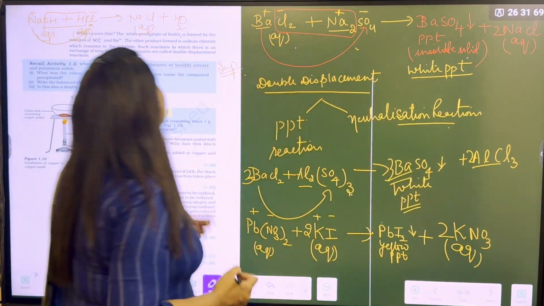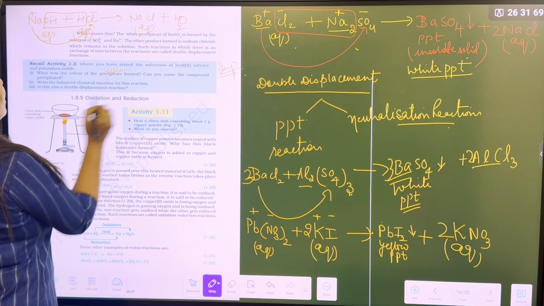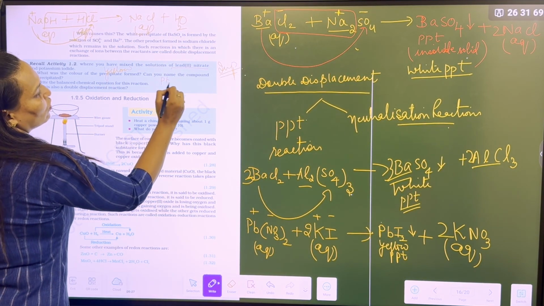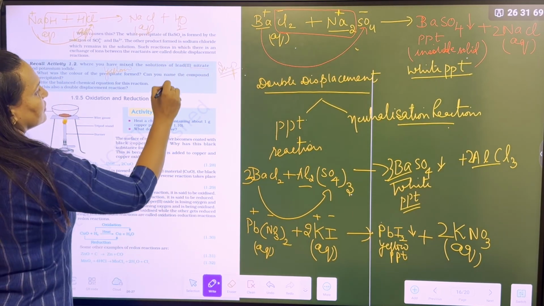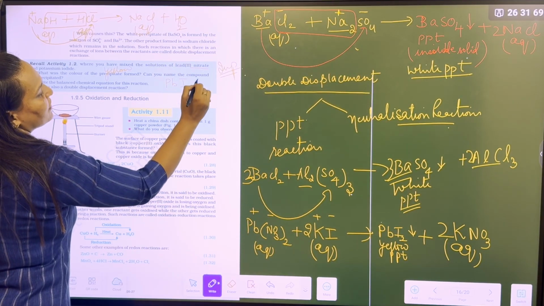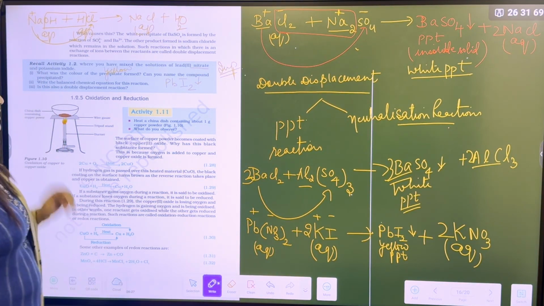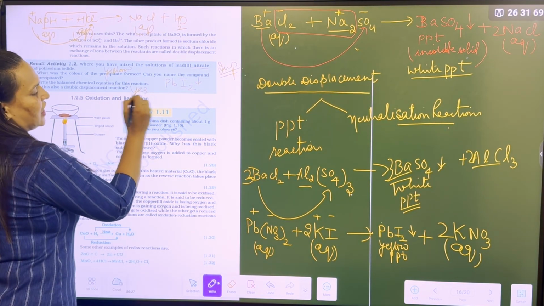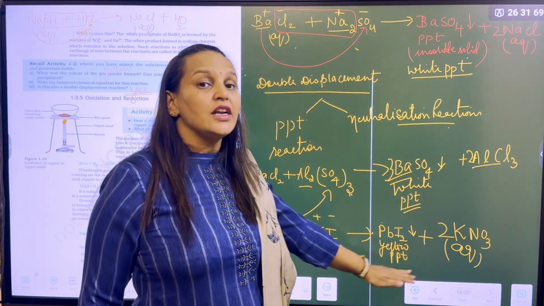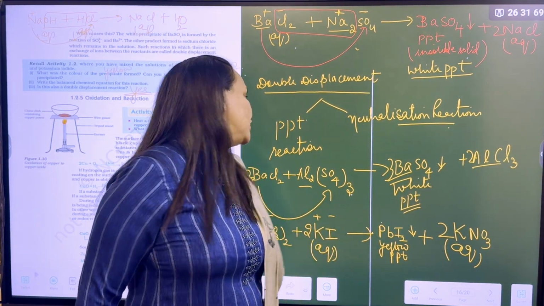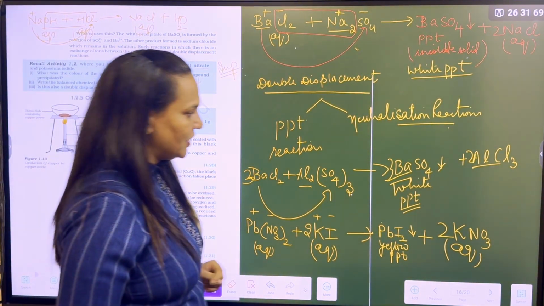So let's see what question they have asked. What is the color of precipitate? Yellow. Name the compound precipitate. PbI2, lead iodide. Lead iodide, yellow precipitate. Balanced chemical equation we have already written. Is this a double displacement reaction? Yes. Both the compounds react by exchange of ions and form the insoluble solid. So it is a double displacement precipitation reaction. Guys, clear?